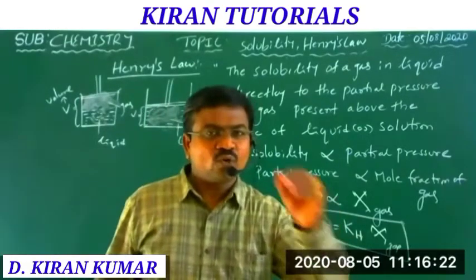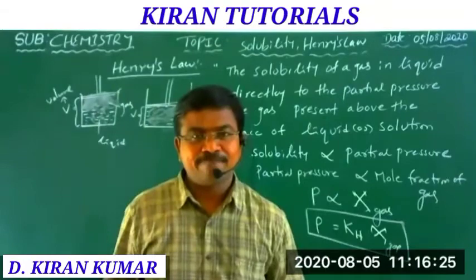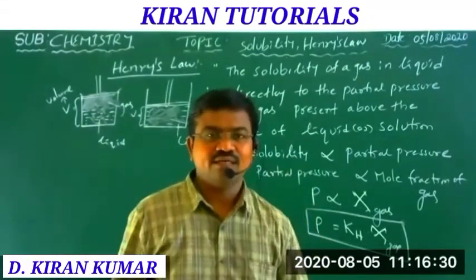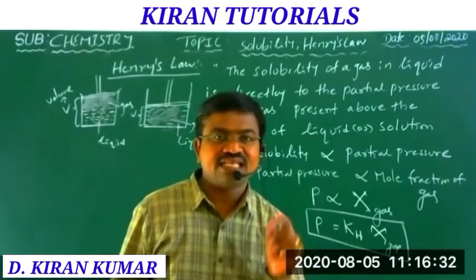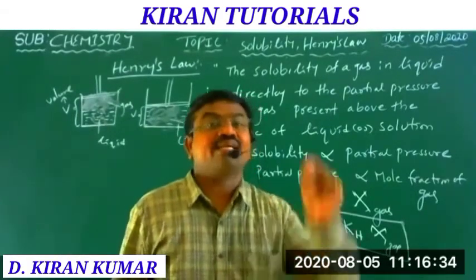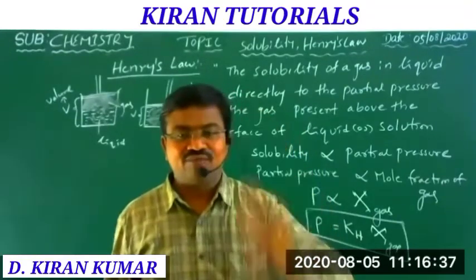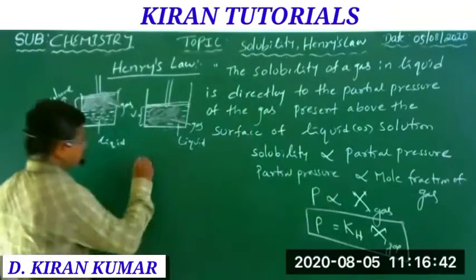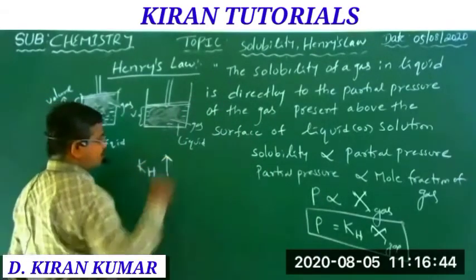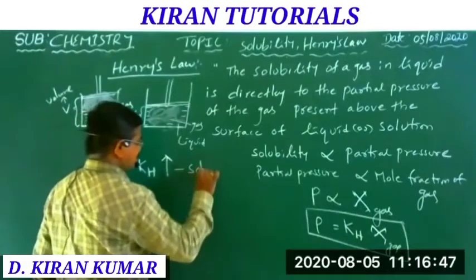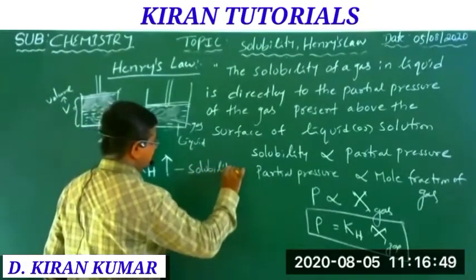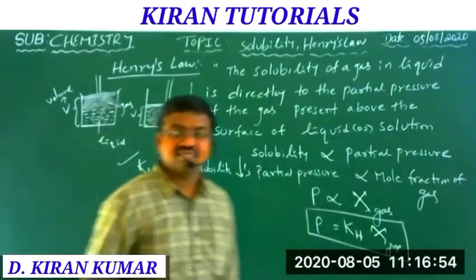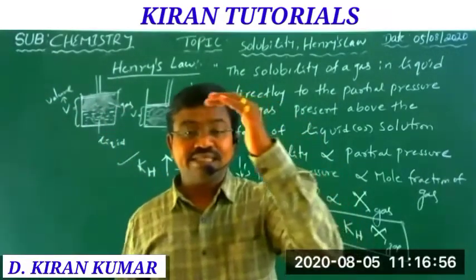Here some questions are important. KH depends on the nature of the solute and solvent. KH, Henry's constant, value depends on the nature of the solute and nature of the solvent. When the KH value is high, solubility decreases. These are very, very important. If KH increases, solubility decreases.